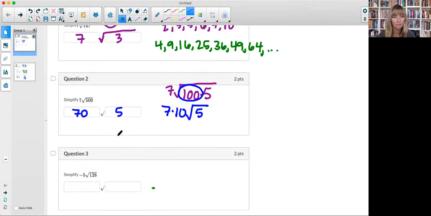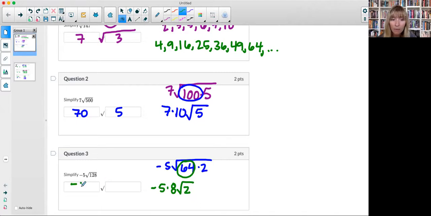Try another one. Number 3. Negative 5 is already a coefficient, so I leave it there. 128. I'm going to start dividing by these purple numbers until I see a green number, and it doesn't take long. 128 divided by 2 is 64. So this is 64 times 2. I'm going to square root the nice perfect square part, and after I square root it, I get 8. I bring that out and multiply it by my 5, and I leave the 2 inside. Negative 40, some of you just forgot the negative, and a 2 inside.